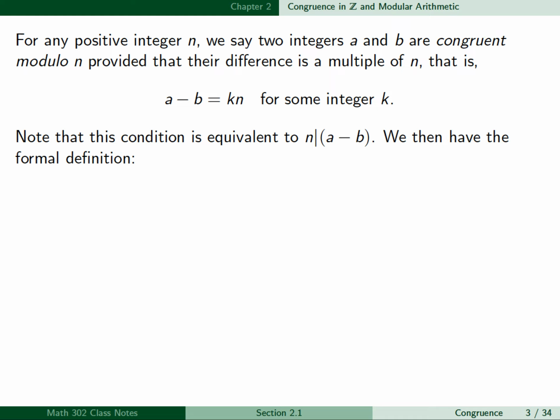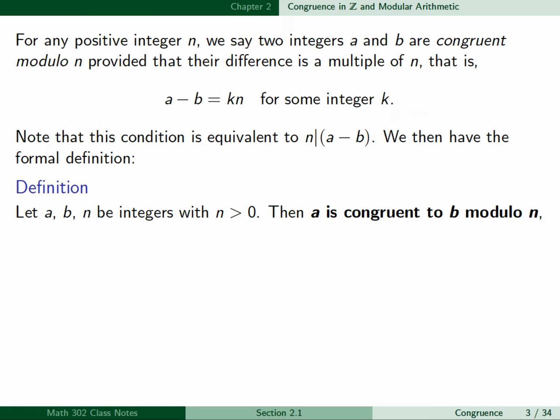We then have the formal definition. Let a, b, and n be integers with n greater than 0. Then a is congruent to b modulo n, which is denoted with the notation shown: a is congruent to b (mod n), provided that n divides a minus b.